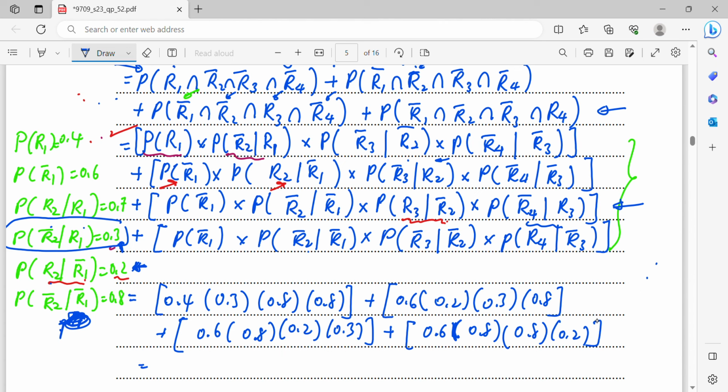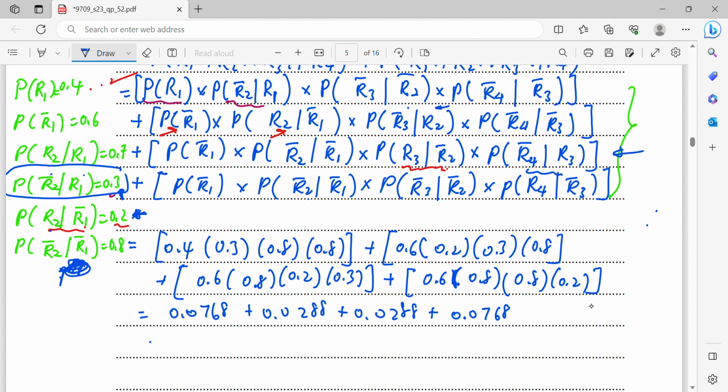Then now, when you get the total of all of this, it will be 0.211, or probably I will just write down each probability, it will be easier. So the first probability is 0.0768. The second probability will be 0.0288, and then 0.0288 plus 0.0768. Then at last you will be getting 0.211 correct to 3 significant figures.